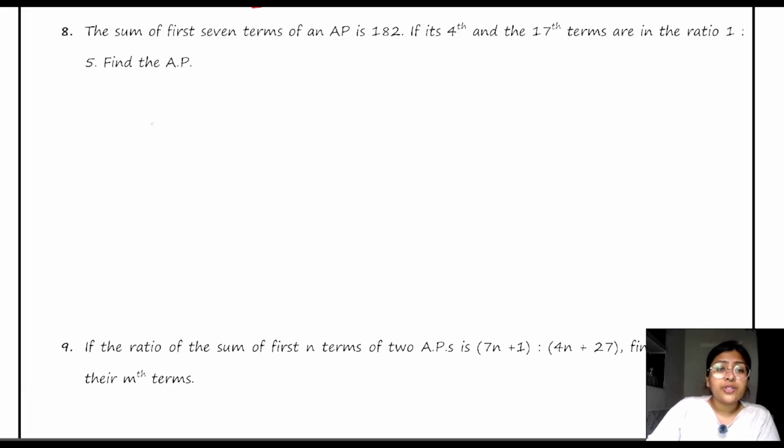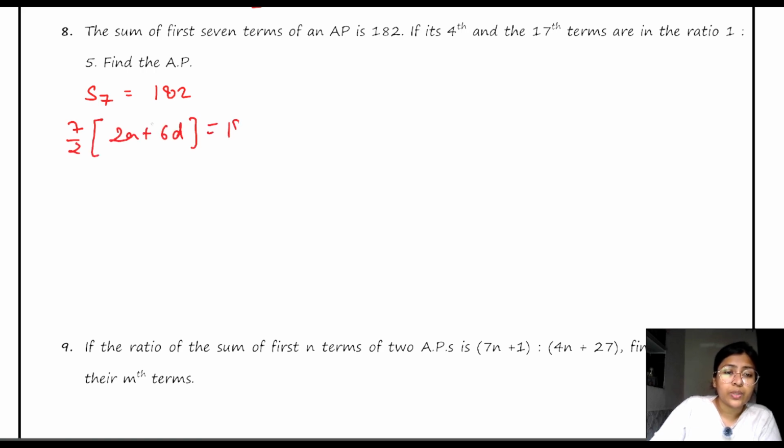The sum of the first 7 terms of an AP is given as 182. So we can write this as 7 by 2 into (2a plus 6d) is equal to 182. Cancel this by 7, so you will get 2 and 26 over here: a plus 3d is equal to 26. This is the first relation given.